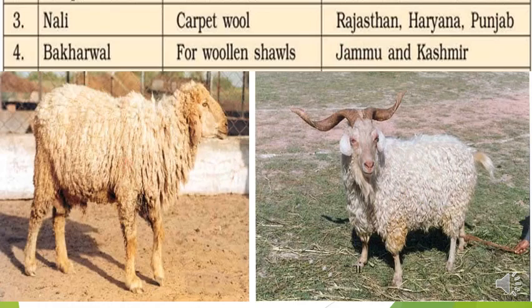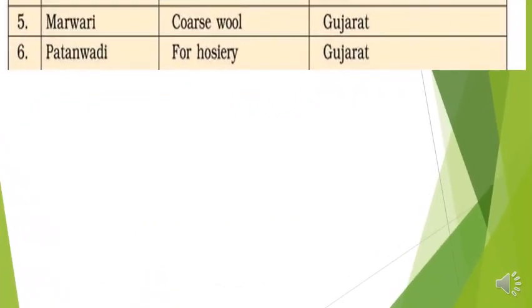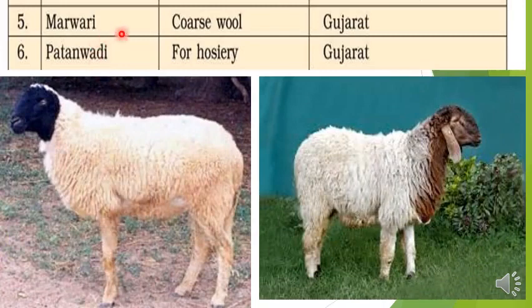So these are the next breeds of sheep. Marwari: you can see here it bears coarse wool. It is found in Gujarat. Then Patanwadi, which is also found in Gujarat.